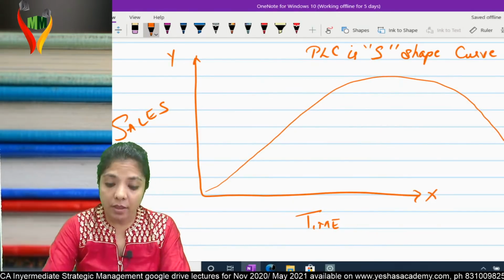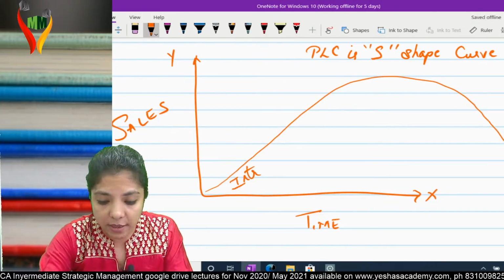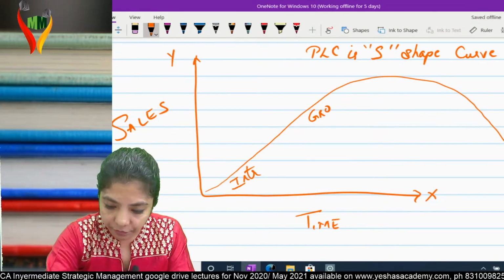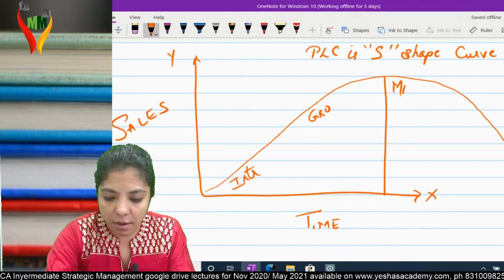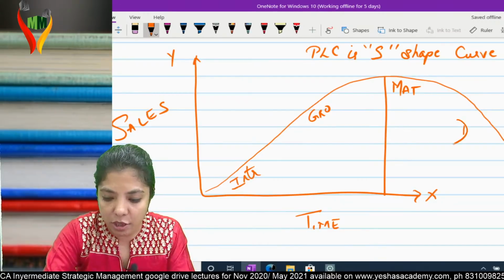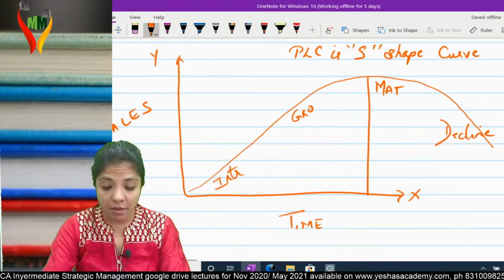This is the diagram. This is which phase? Introduction phase. This is which phase? Growth phase. This is which phase? Maturity phase. And which is this phase? Decline phase. I hope you're with me. Now let's understand the diagram.